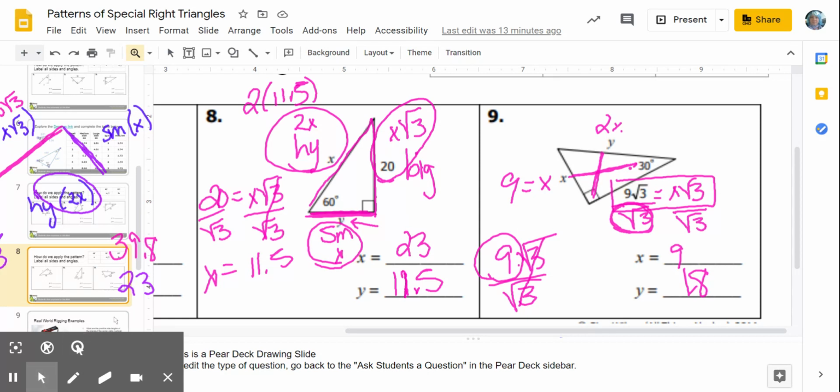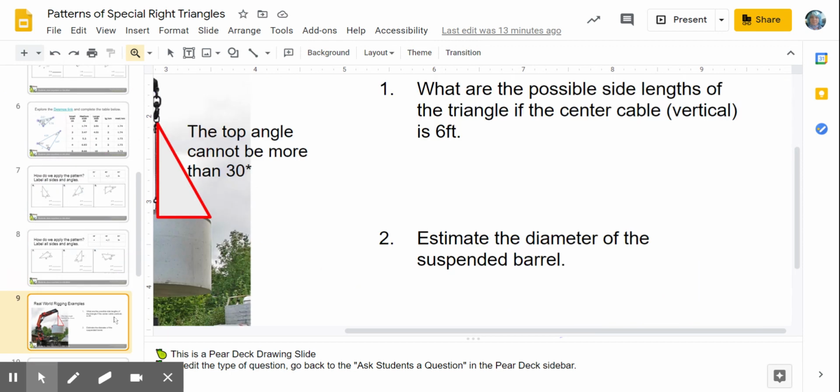I think we've got 5 more slides and then we're going to be done for today. Your homework is going to be to research catapults because tomorrow you're going to start building catapults if you haven't already. Okay, and we're going to see how right triangles fit into catapults.